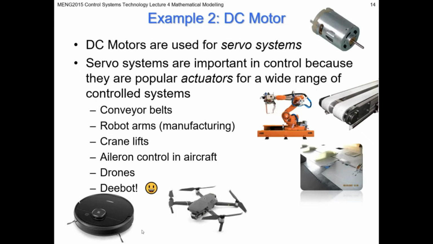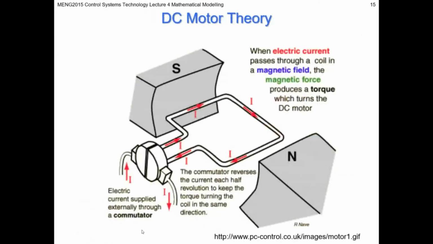It just uses 2 wheels and a free rotator pinion at the front. So with those 2 wheels, it's able to move at its preferred speed and in the right direction. So all of that uses motors. So let's just revise or learn for the first time maybe DC motor theory.